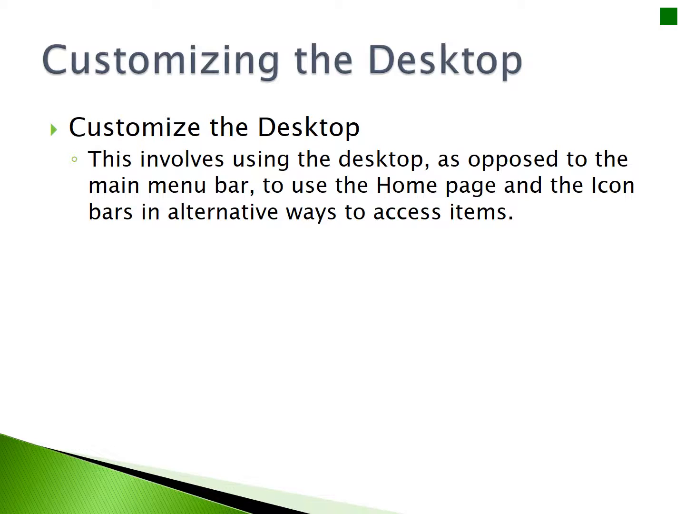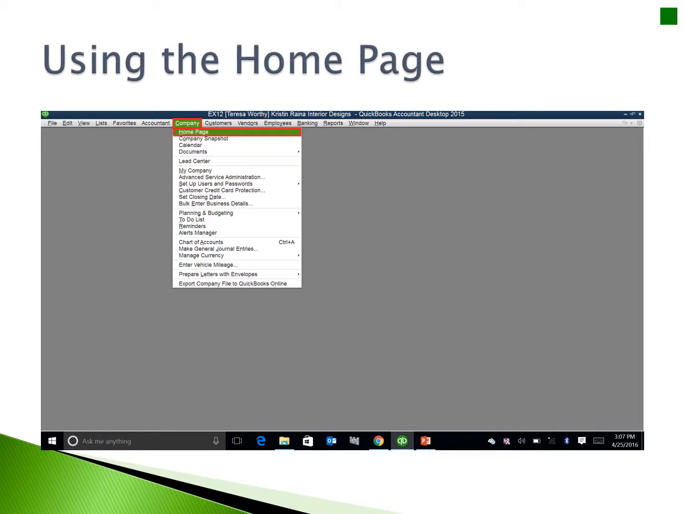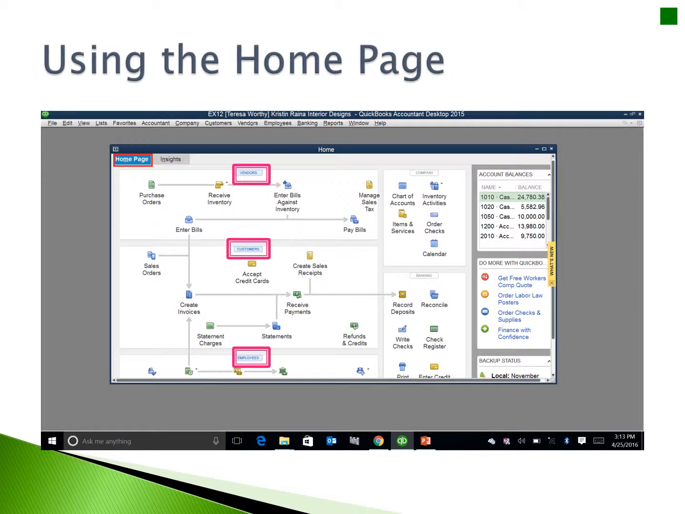The home page opens each time you create or open a company file, unless you have set it to not open by default. The default can be changed so that the home page displays each time the company file is opened. The home page can also be customized to your choices. To display the home page, click Company on the main menu bar and click Home Page.